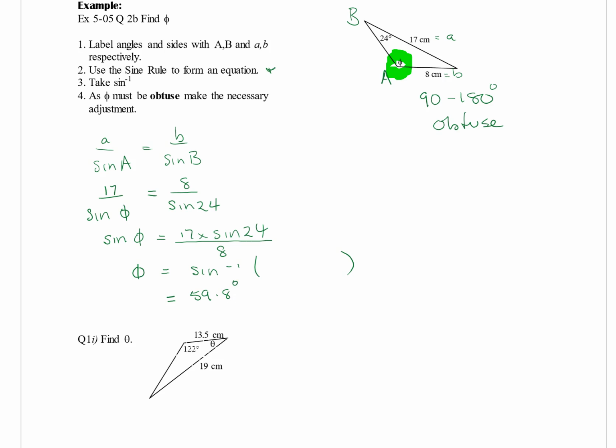You could write a note, but this is not obtuse, just to show the marker that this is the answer you got from your calculator, and you know there is more to do, there is another step. You could write, therefore, the angle has to be 180 degrees minus 59.8, which is, what was that? It's almost 60, so that's 120.2 degrees, which is obtuse, which is a number between 90 and 180.